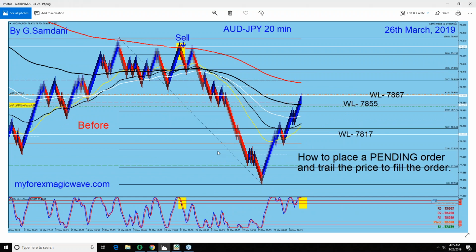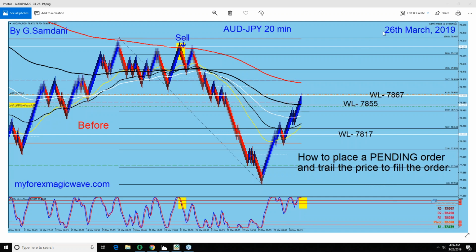I'm making this a small video. It's about my last two videos of Aussie yen, where I wanted to show how to place a pending order and trail the price to fill the order and finish the trade. So this was the chart.